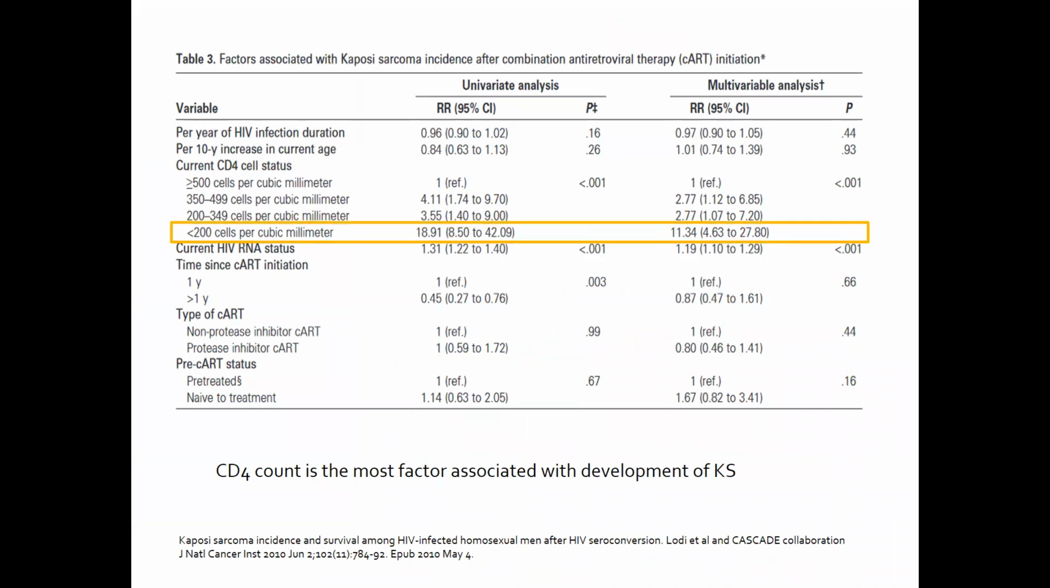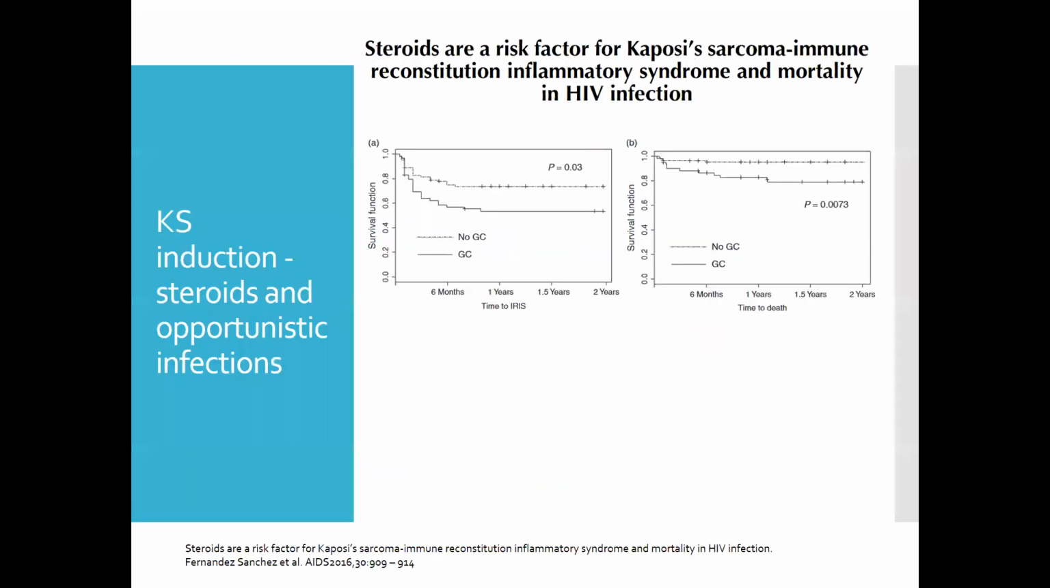But more important than that, in terms of the etiology of Kaposi's, the most important factor that's associated with it is low CD4 counts. This was published from the CASCADE collaboration, looking at Kaposi's in HIV. What they found was that the most important factor was a CD4 count less than 200, which had a relative risk of almost 12 times for increased risk of developing Kaposi's. So a low CD4 count is very important.